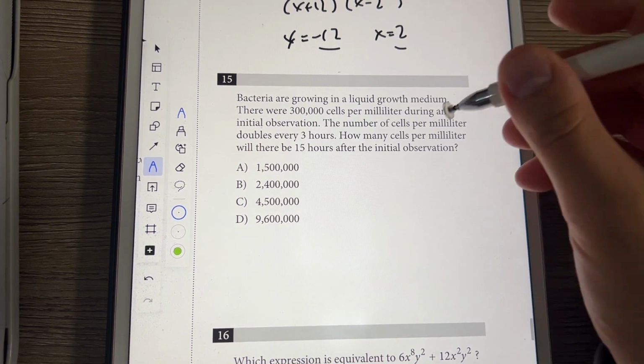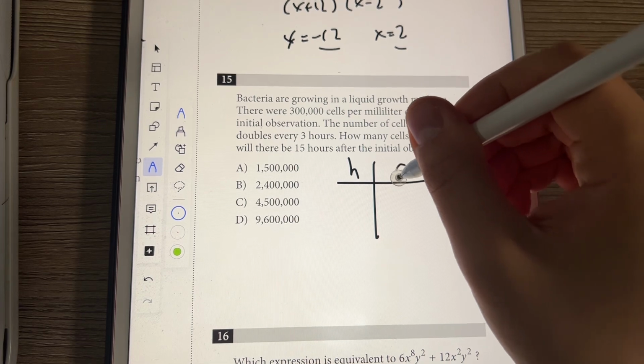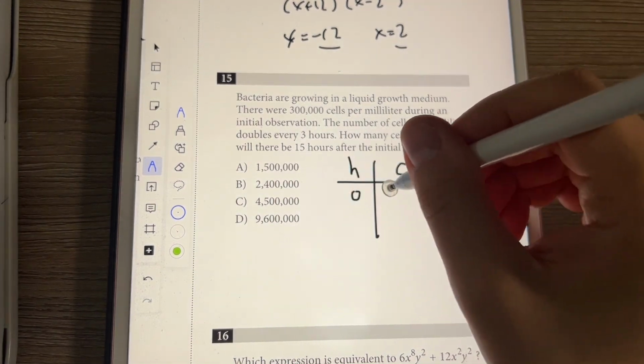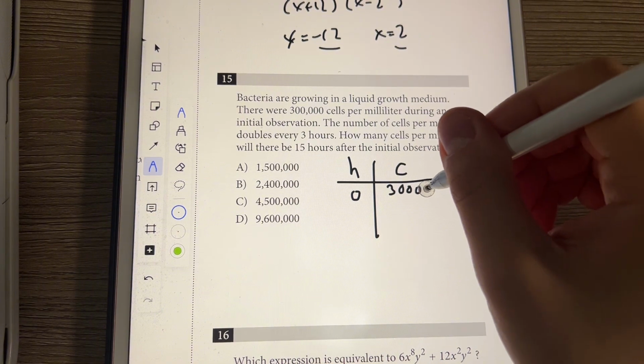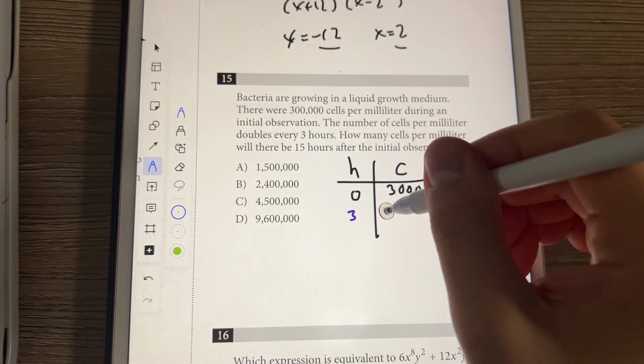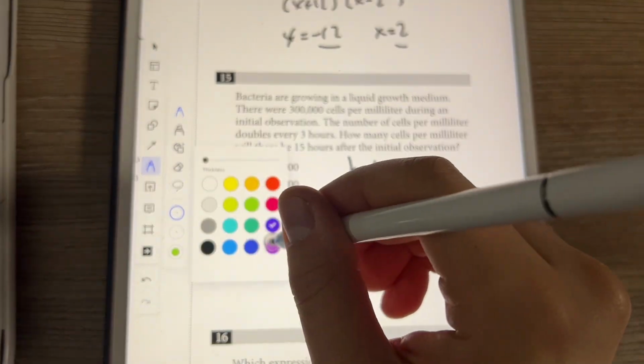I'm going to make a table instead. I'm going to call this the number of hours. I'm going to call this the number of cells. At the beginning, at time 0, there were 300,000 cells. Then after 3 hours, it doubles. So 600,000, and I'm just going to do this up to 15.